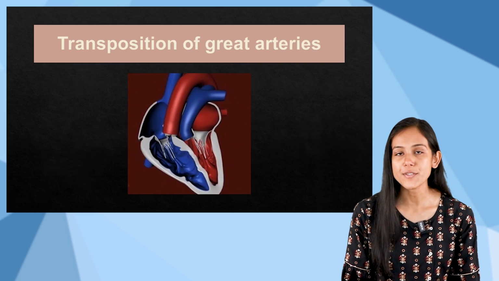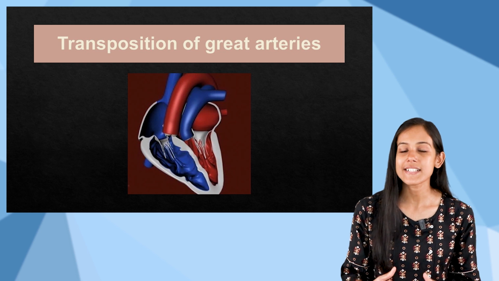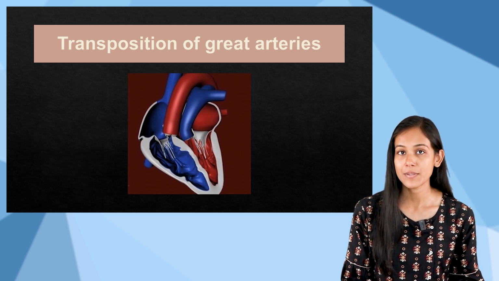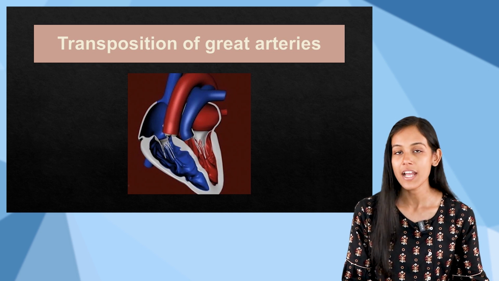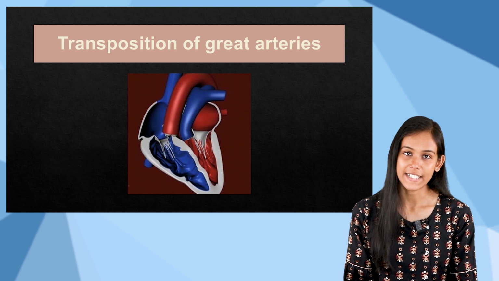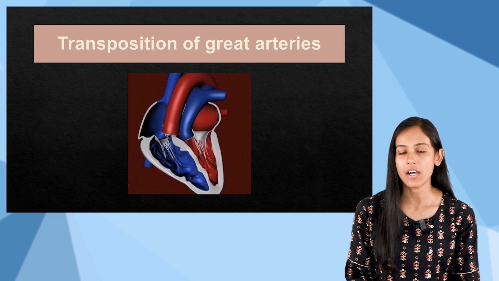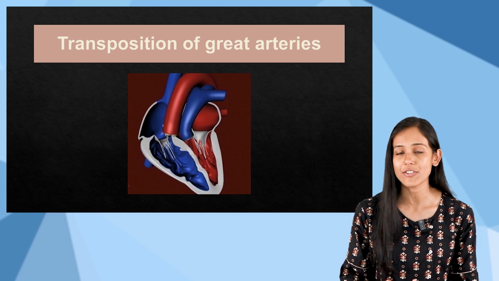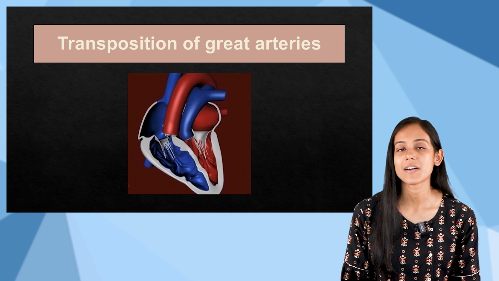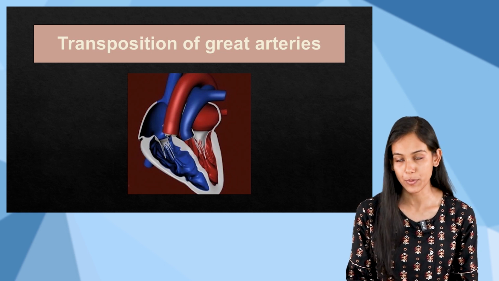So basically, transposition of the great arteries is saying that where the pulmonary artery should be, there is the aorta, and where the aorta should be, the pulmonary artery is there, right? So that means these two great arteries have switched their position. Well, what do we mean by these two great arteries having switched their position?